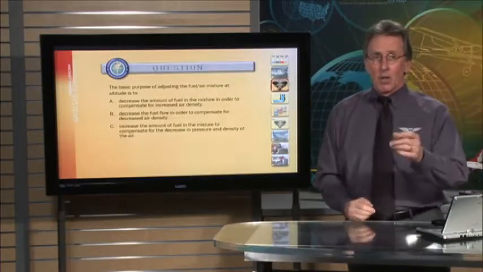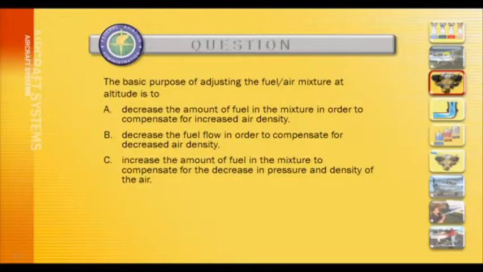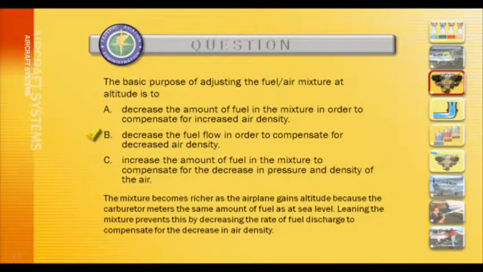I've got my answer. Do you have yours? Okay, question again. The basic purpose of adjusting the fuel-air mixture at altitude is to B, decrease the fuel flow in order to compensate for decreased air density.